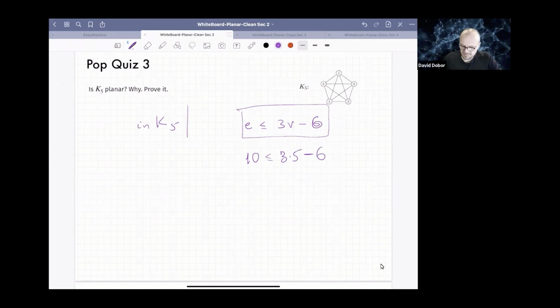So what do I get? 10. So is it less than or equal to 9?